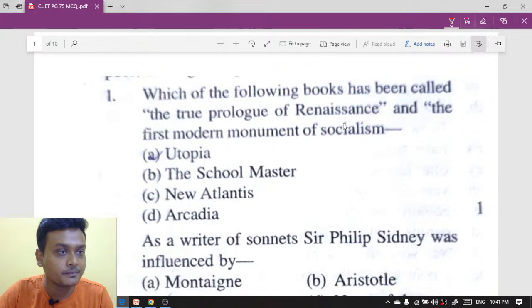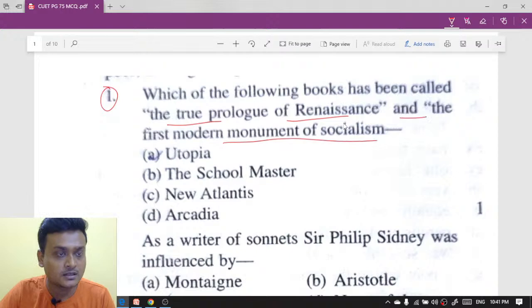The first question is: which of the following books has been called the true prologue of Renaissance and the first modern monument of socialism? Your options are Utopia, The Schoolmaster, New Atlantis, Arcadia. So, here it is Utopia.